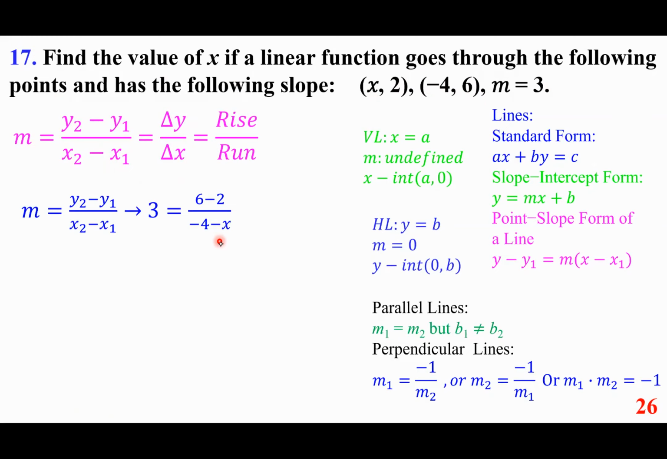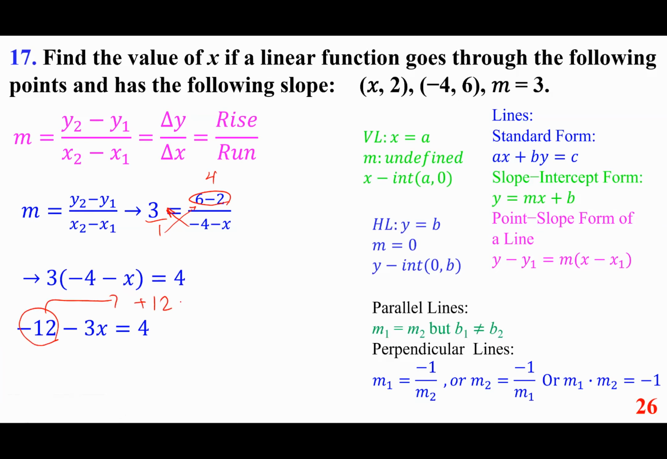So with that being the case, all we have to do is cross multiply. If you multiply these two, you get 3 times minus 4 minus x. And if you multiply these two, it's 1 times 4. So the left side becomes minus 12 minus 3x. We are going to move this to the other side, and we're going to make it 16. So x is negative 16 thirds. The missing value we are looking for is negative 16 thirds, everybody.